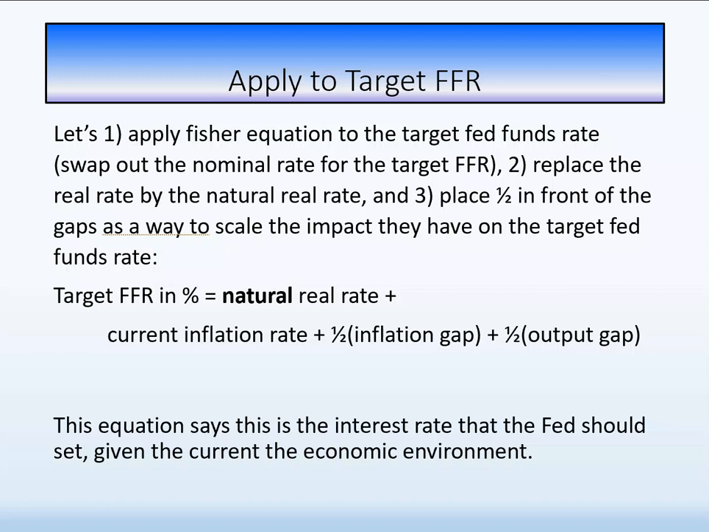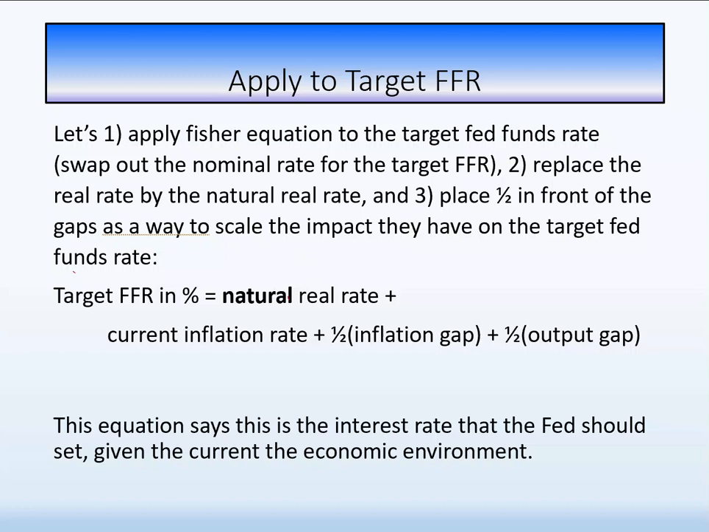It's unobservable. You're not going to be able to spot it somewhere, but economists like to think that there is this natural real rate of interest. And then third, to apply the Taylor equation, we're going to place 1/2, in other words, 0.5, in front of the gaps as a way to scale the impact that they have on the target Fed funds rate.